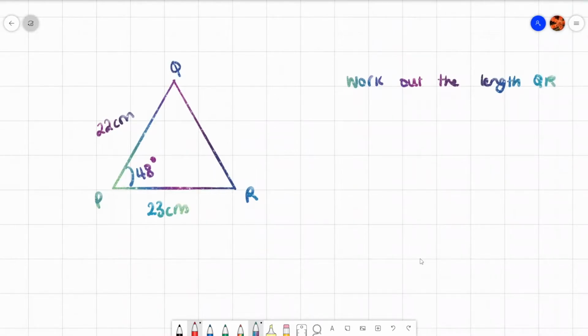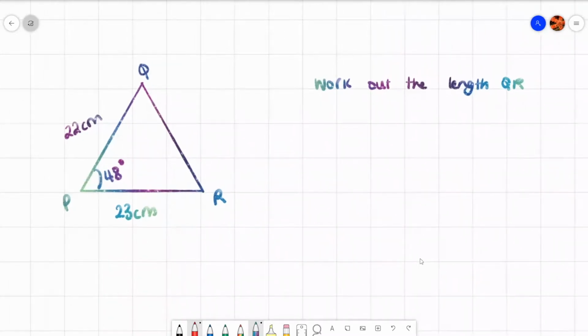Okay, so working out the length QR, I can't make a cross because I have 48, but I don't have the opposite side, so I can't draw a line. And there are no other angles that I can put on there, because they don't want an angle, they want a length. So we're going to use the cosine rule, and the way I remember how to use the cosine rule is when you've got three sides and an angle. You can label the side whatever you want. I'm just going to label that as A.